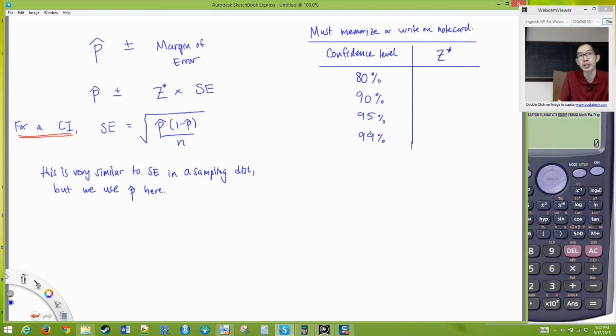Could you make a 93% confidence interval? Sure. Does anyone do that? Not really. It's like, could somebody set the speed limit on the street to be 37 miles per hour? Yes, but I mean, what city would do that, right? So the numbers associated here are 1.28, 1.645, 1.96, 2.58. Either memorize these or make sure they're on your note card.